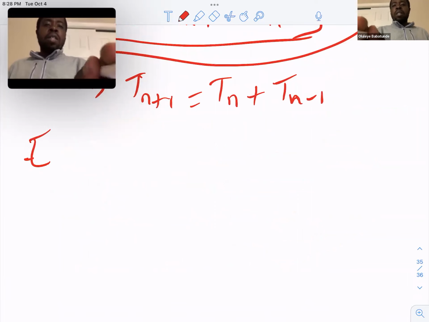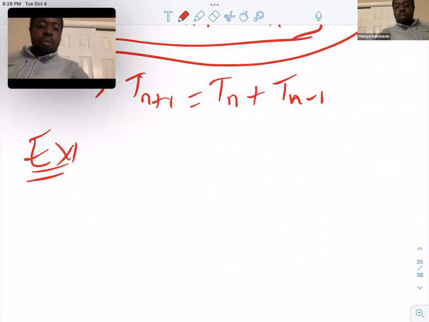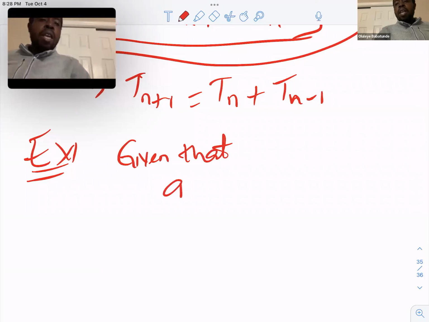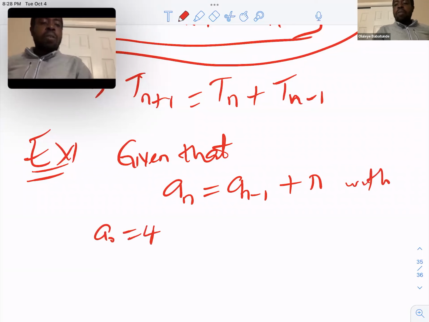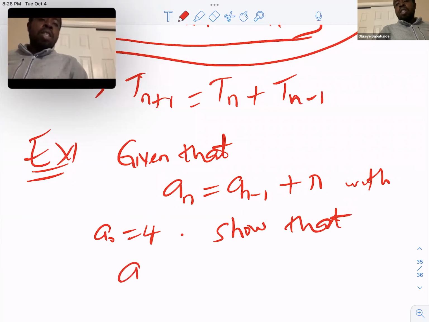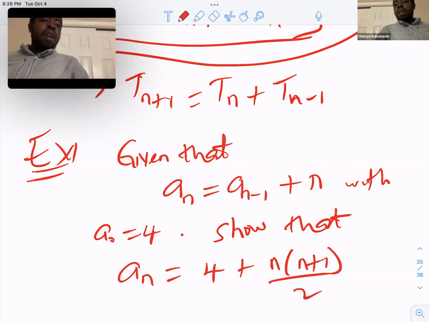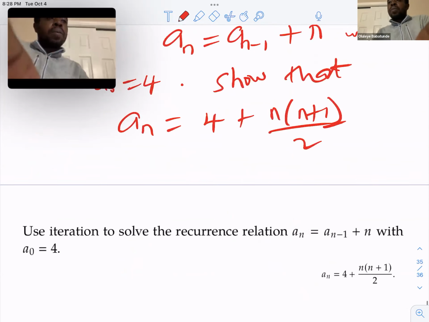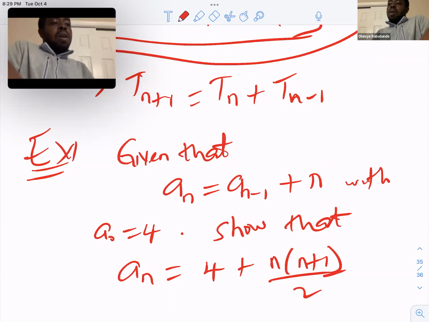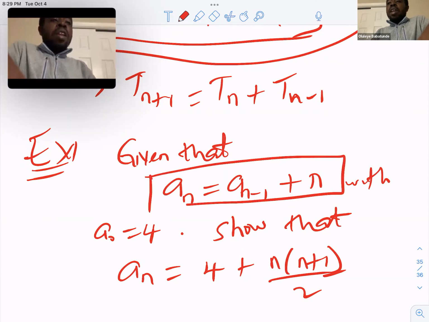Example 1 that we would like to consider: given that an equals an minus 1 plus n, with a naught equals 4, show that generally an is giving us 4 plus n times n plus 1 divided by 2. Now this is obviously a recurrence relation.